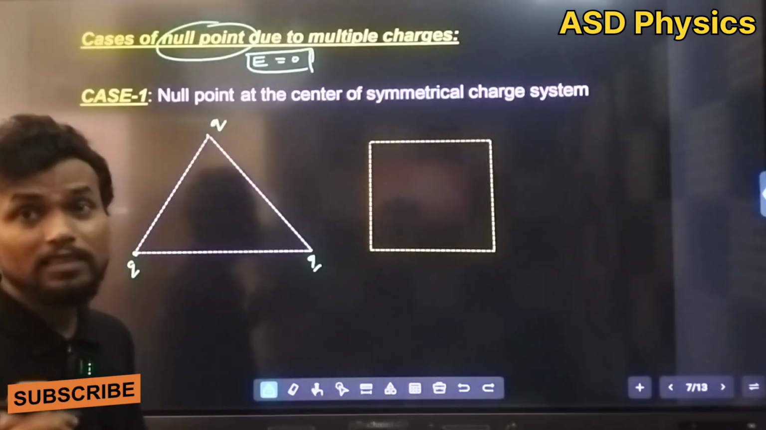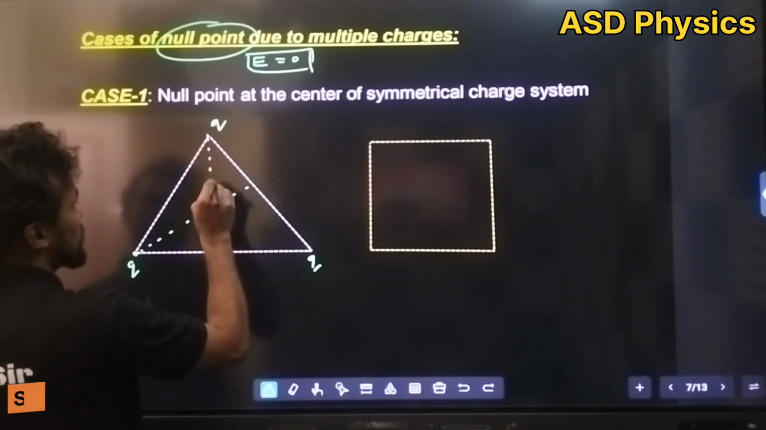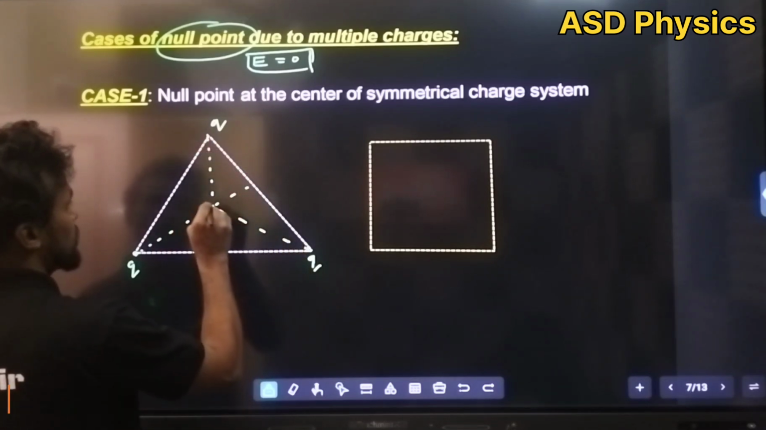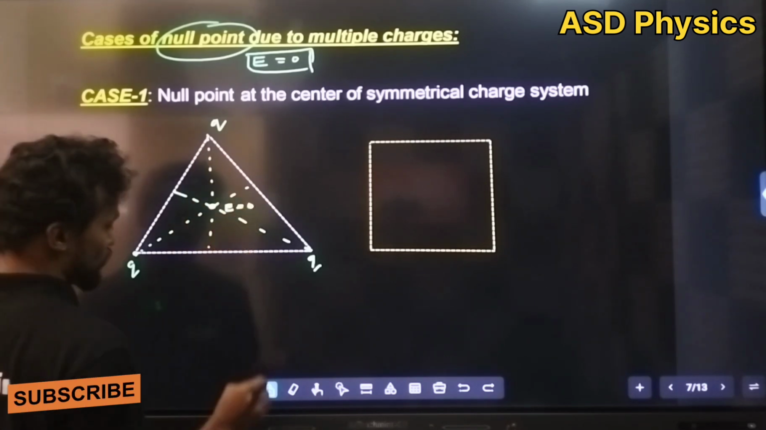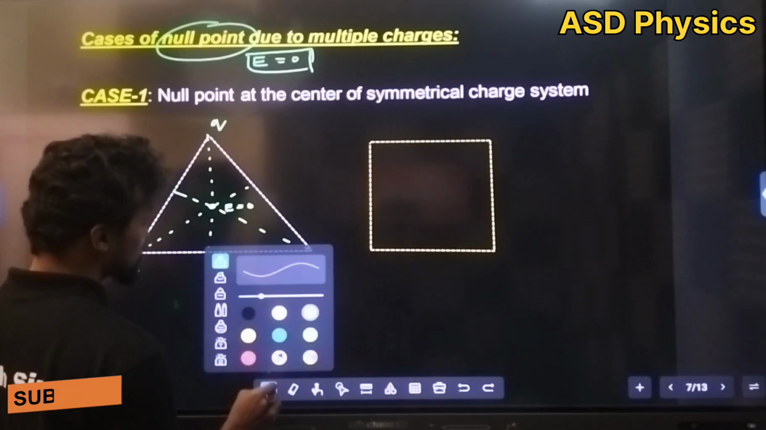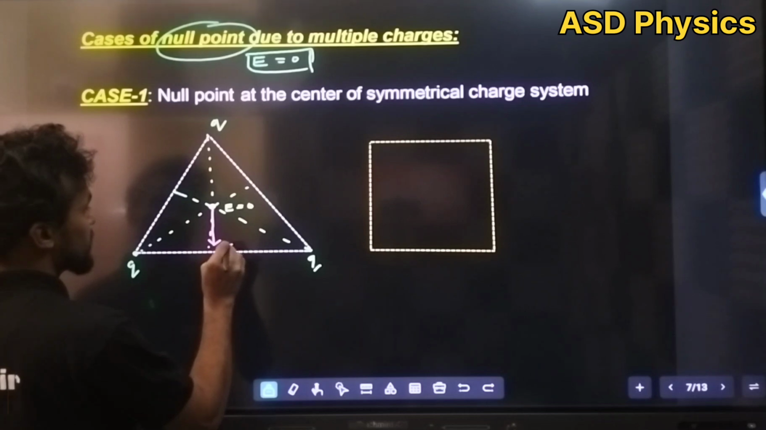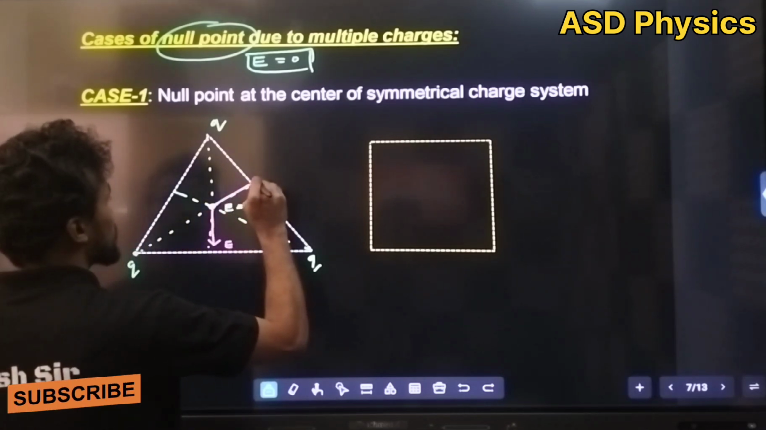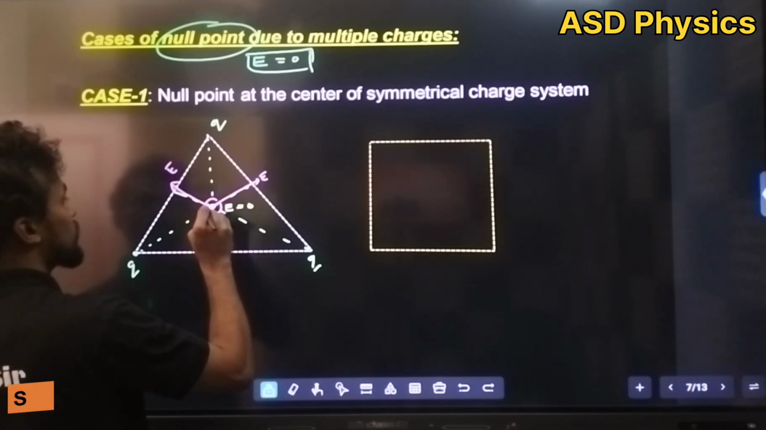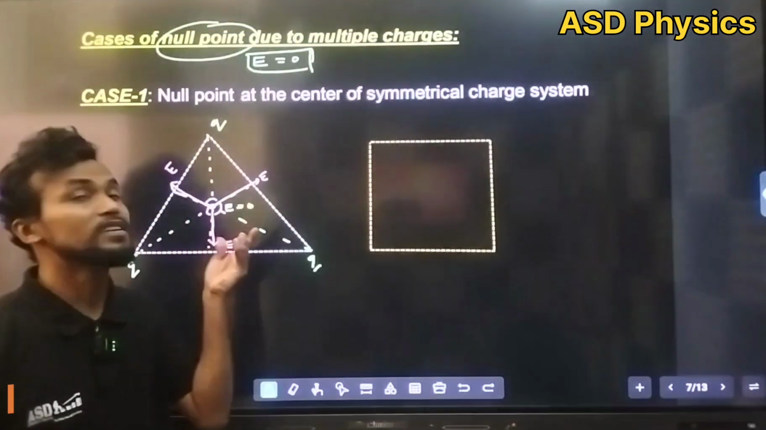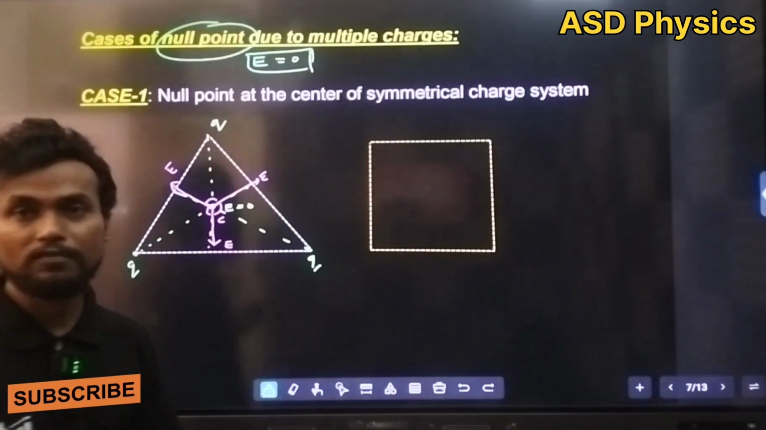Now what do you think the electric field intensity at the centroid will be? If I draw like this, they are intersecting here. So at this point the electric field will be 0. Why? Because the electric fields will cancel out. Due to this Q, electric field this side, I am writing E. Due to this Q, electric field this side E. Due to this Q, electric field this side E. And they all will make how much angle? 120, 120, 120. So the resultant electric field at the centroid, the center, will be 0.